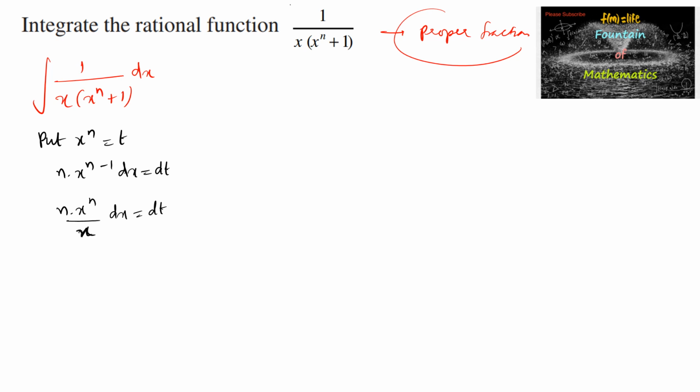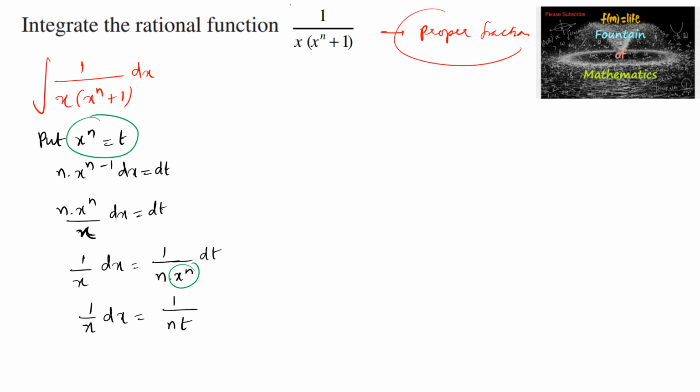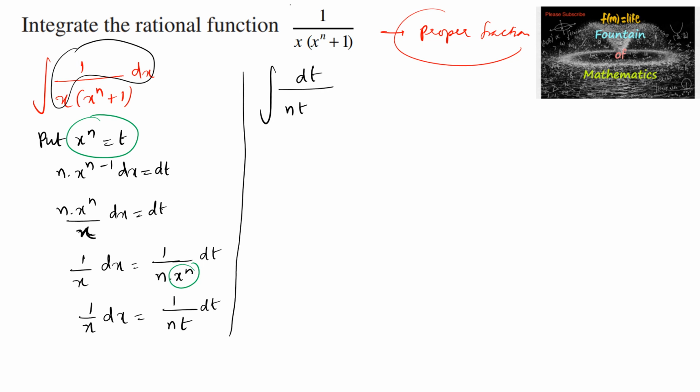Or we can also write 1 upon x dx is equal to 1 upon n into x to the power of n dt, and we know that x power n is equal to t, so we can substitute x power n as t here. So 1 upon x dx is equal to 1 by nt dt. So our integral we can write 1 upon x dx is dt upon nt into x power n plus 1, that is t plus 1, which is equal to 1 upon n integral 1 by t into t plus 1 dt.